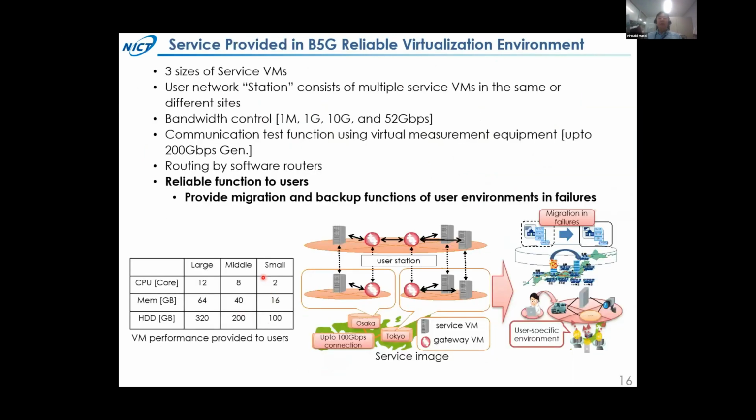This is a service image provided in the Beyond 5G Reliable Virtualization Environment. Please look at the figure in the center. This is a user network called Station. It consists of multiple service VMs. Those may be in the same site or located in different sites. The point here is the reliable function for the users. It provides migration and backup functions of the user environment in failures.